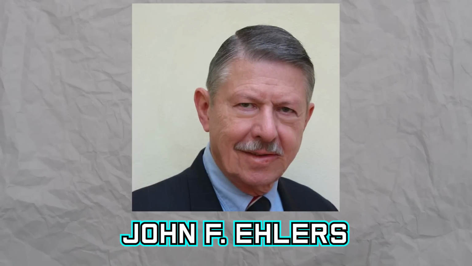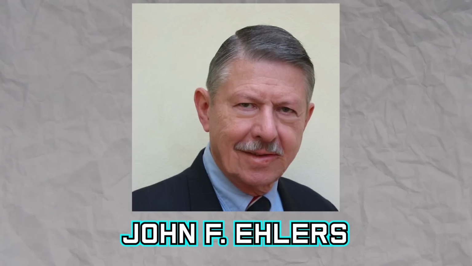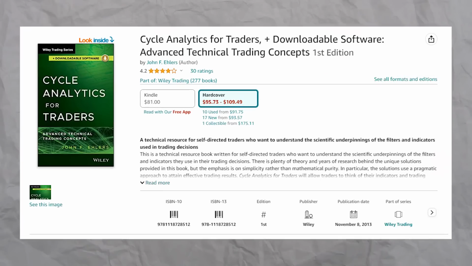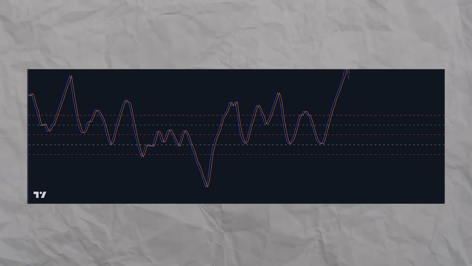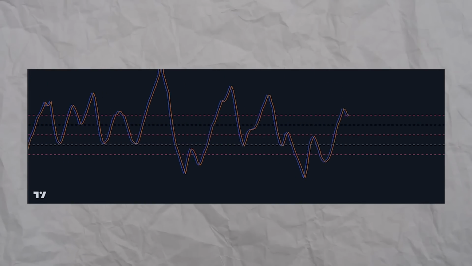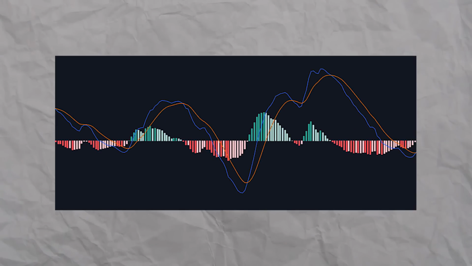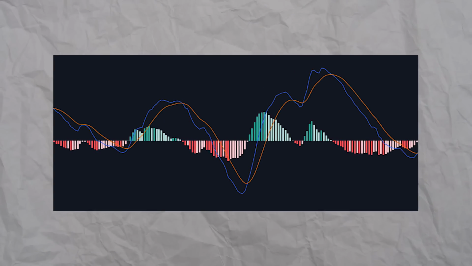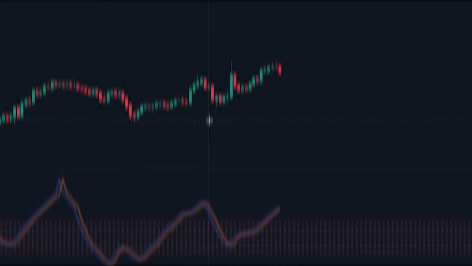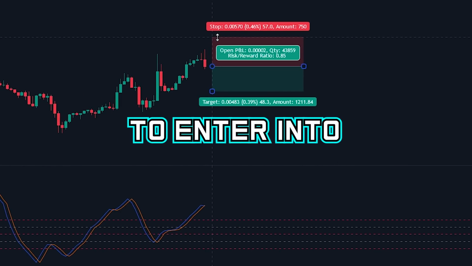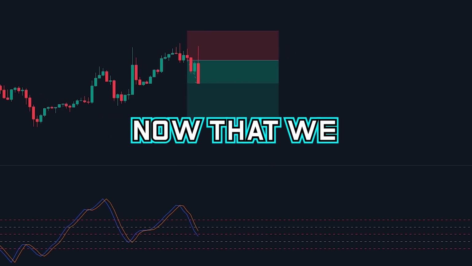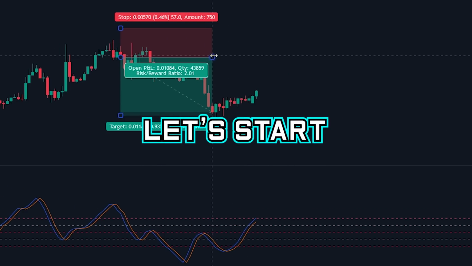The indicator was created by John Ehlers, a well-known technical analyst and mathematician who has written multiple books related to day trading and maths. Ehlers designed the Fisher Transform indicator to address some of the limitations of other indicators, such as the RSI or MACD, that can be affected by noisy or choppy market conditions. In today's video, we will be showing you exactly how the indicator can be used to enter into profitable positions. Now that we have gotten that out of the way, let's start.